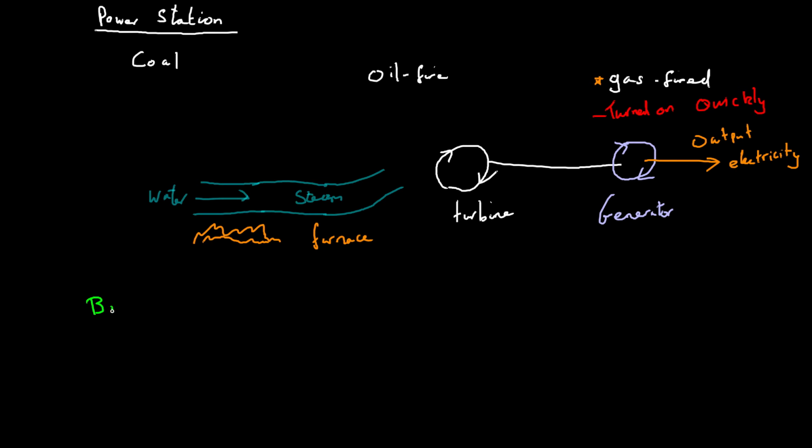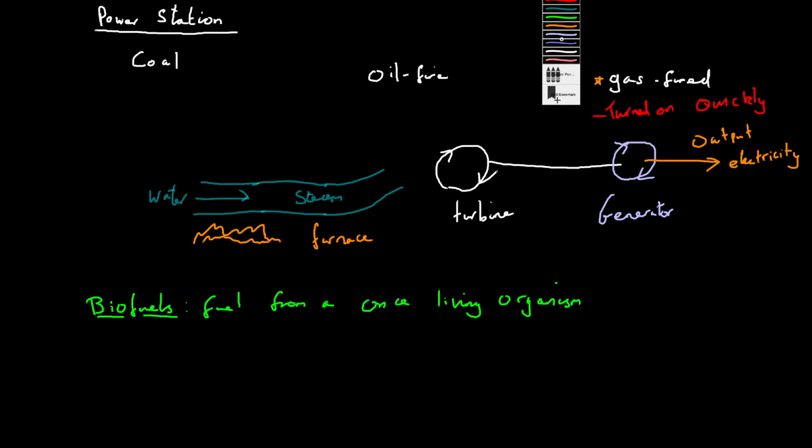Okay, so I mentioned that these fuels are finite resources and non-renewable, and that's only partially true because we can use what are known as biofuels. I know you all have heard this term before, but just to recap, a biofuel is a fuel from a once living organism. Okay, and these are actually renewable because we can constantly grow plants and therefore we can constantly have this supply. So these are renewable. And if we use this as the fuel in a power station, it means that we are actually being more sustainable. The reason for that is because they are carbon neutral.